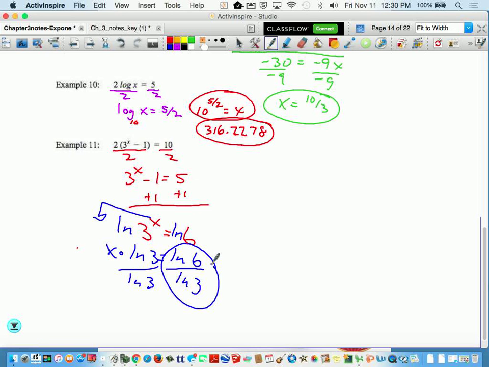And a lot of you might start to get used to this. This is a base that's not on our calculator. You can go right to the base change here. And if you want the approximation, go right ahead.